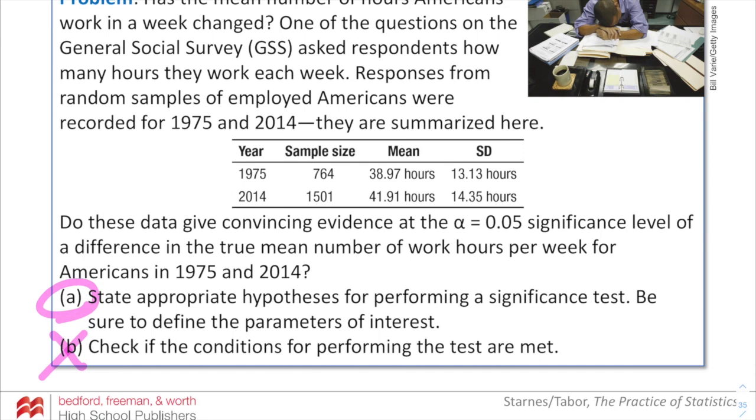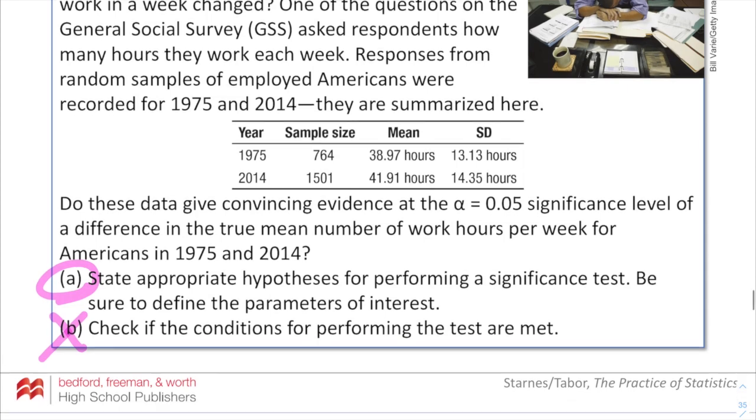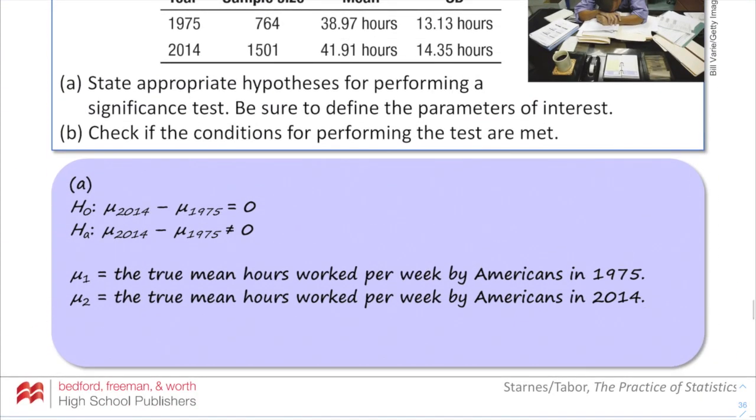So, has the mean number of hours Americans work in a week changed? One of the questions on the General Social Survey asked respondents how many hours they work each week. Responses from random samples of employed Americans were recorded for 1975 to 2014. Here they are summarized. So, do these data give convincing evidence at the alpha is 0.05 significance level of a difference in the true mean number of work hours per week for Americans in 1975 and 2014? So our hypotheses for this, notice here that they have the subscript is the year that they're looking at.